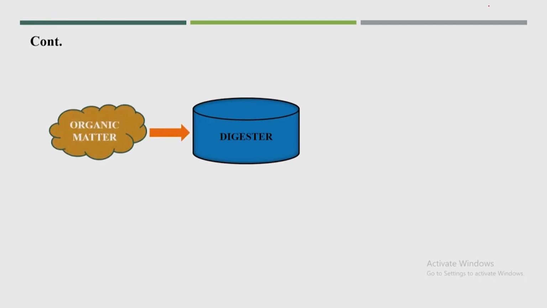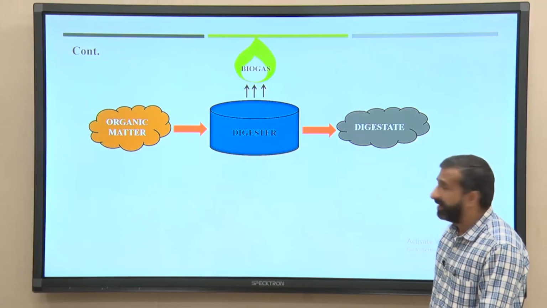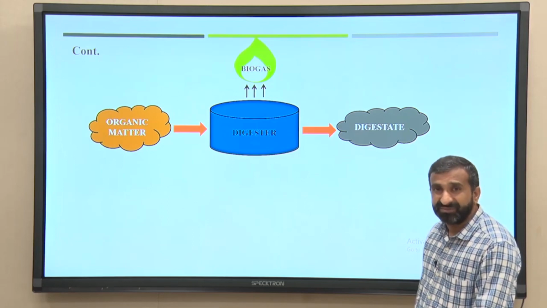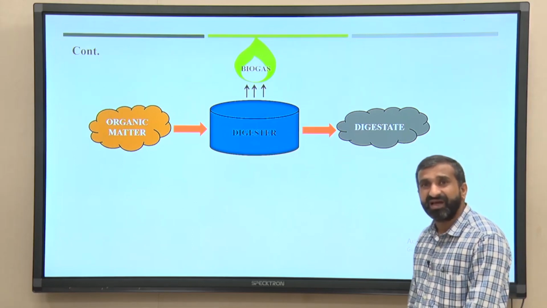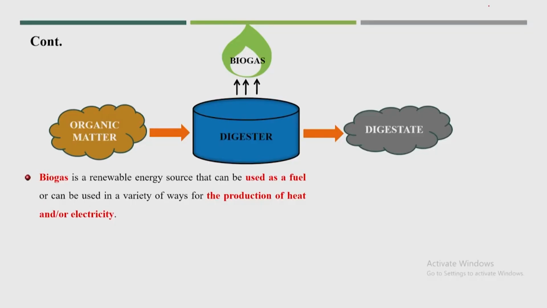Now, here this is the digester. If you feed organic matter, finally we will get digestate as an outcome of the reactor. Along with that biogas will be generated, which is majorly methane, a highly combustible gas, along with carbon dioxide because of the degradation process. This biogas is a renewable energy source that can be used as a fuel, in a variety of ways for the production of heat and electricity.